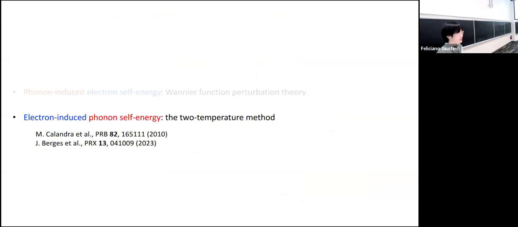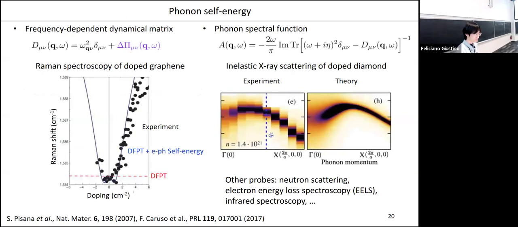So now in the remaining few minutes, let me switch gears and discuss the flip side of the effect, the phonon self-energy induced by the electrons. So just like the electron self-energy, the phonon self-energy describes the probability of finding a phonon at a given wave vector and a given energy. It is often written in terms of the frequency-dependent dynamical matrix, which generalizes the static force constant matrix of the simple static ball and spring model of phonons. And also, one can calculate the spectral functions using the self-energy.